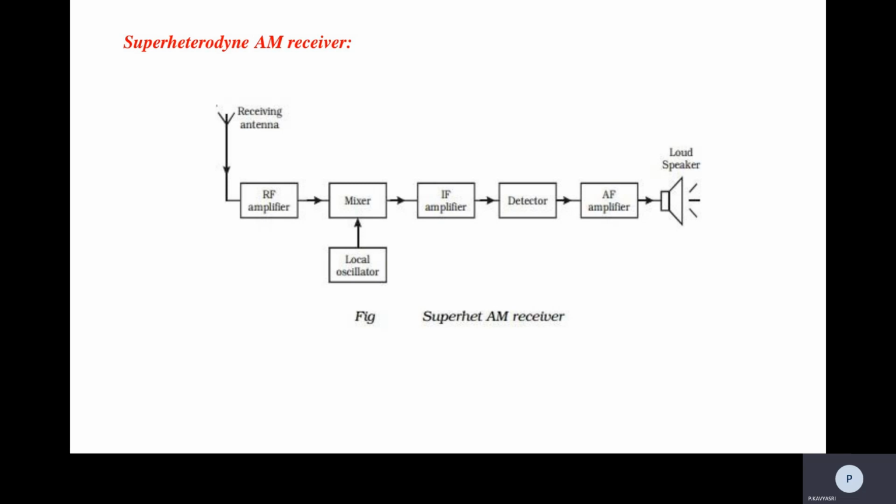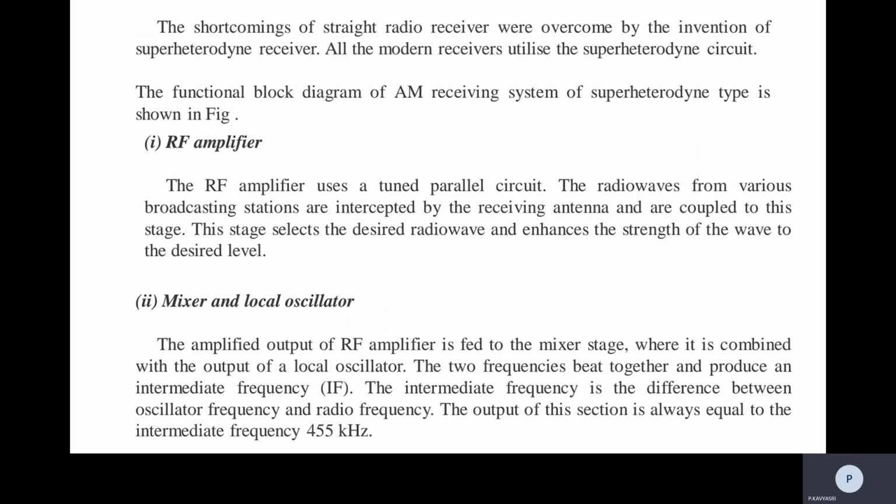The first one is the superheterodyne AM receiver. Here is the block diagram: receiving antenna, RF amplifier, mixer and local oscillator, IF amplifier, detector, AF amplifier, and a loudspeaker. Now we will see the function and working of this superheterodyne AM receiver.